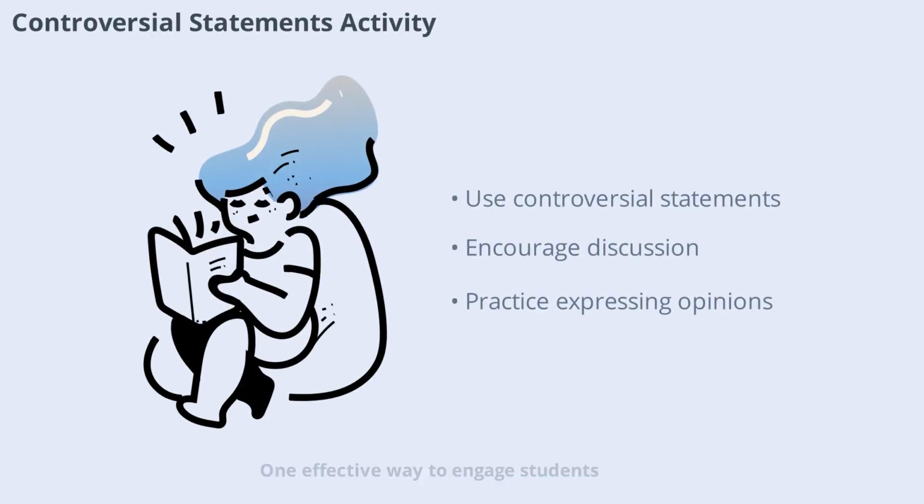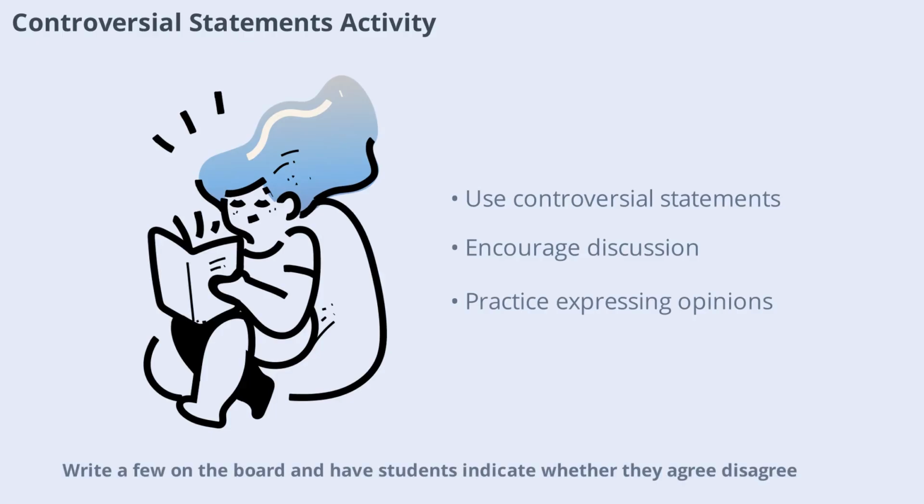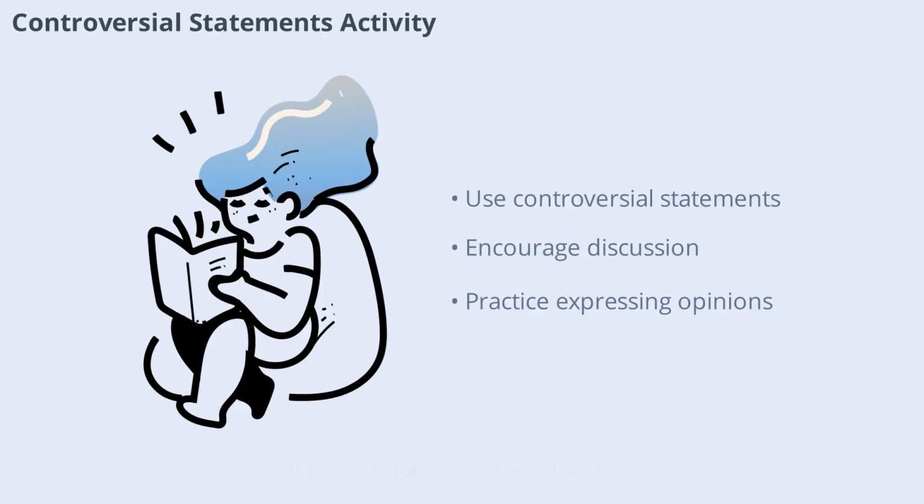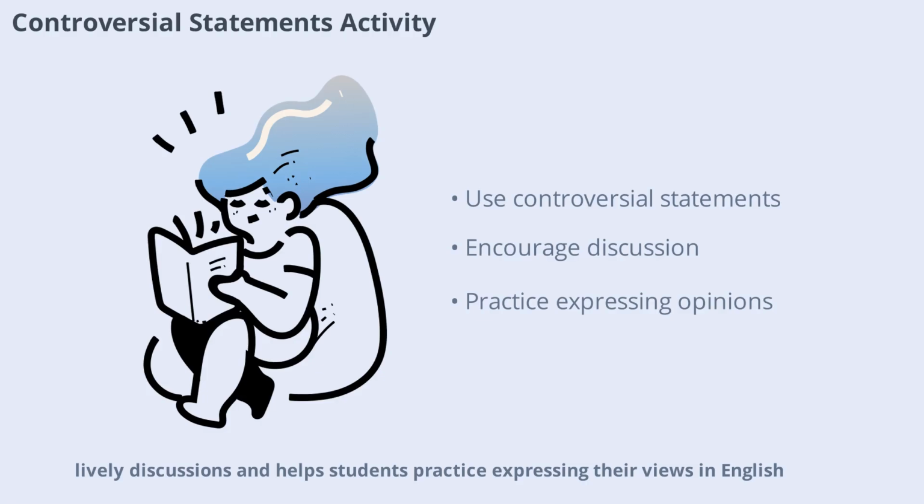An effective way to engage students is through controversial statements or proverbs. Write a few on the board and have students indicate whether they agree, disagree, or are unsure. They then discuss their opinions in pairs or small groups before sharing with the class. This activity not only encourages critical thinking but also sparks lively discussions and helps students practice expressing their views in English.